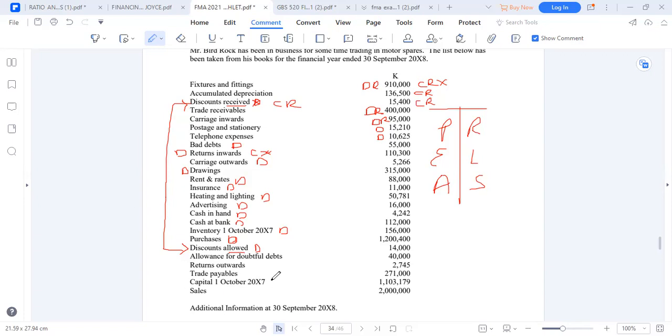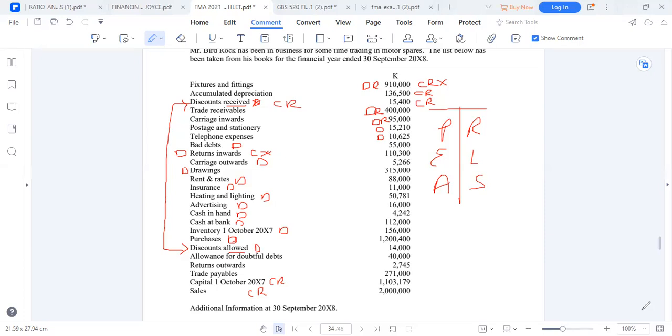Capital and sales? Sales, we credit. Capital and sales, they are both credited. Okay, at least not bad. Between capital and asset, isn't capital an asset? There's a question there. It's equity, not assets. So equity has a credit balance.